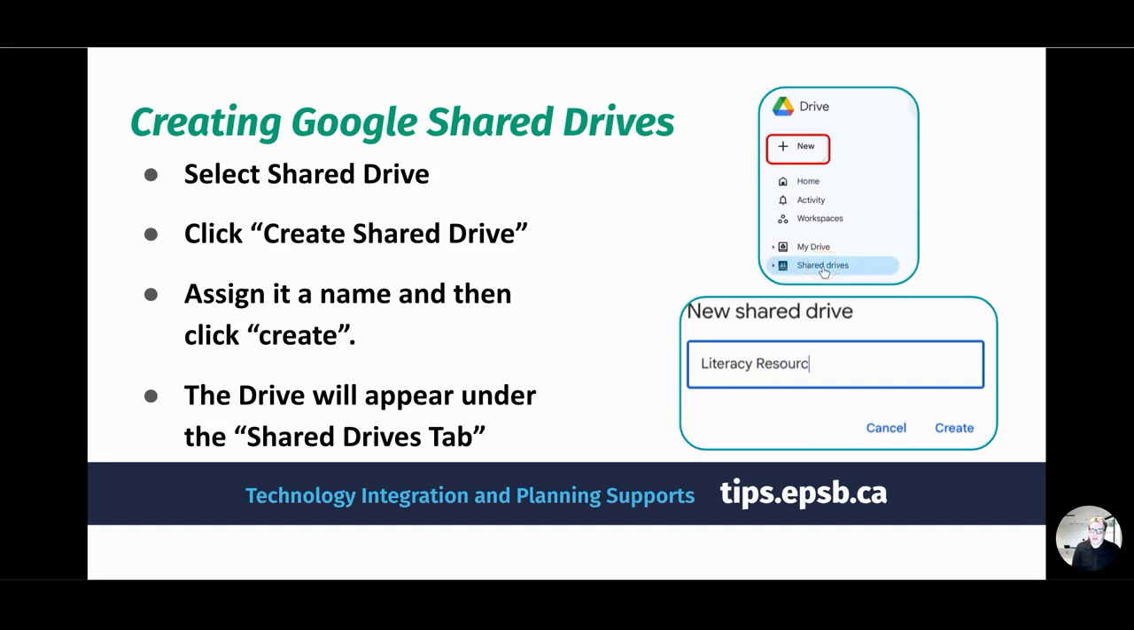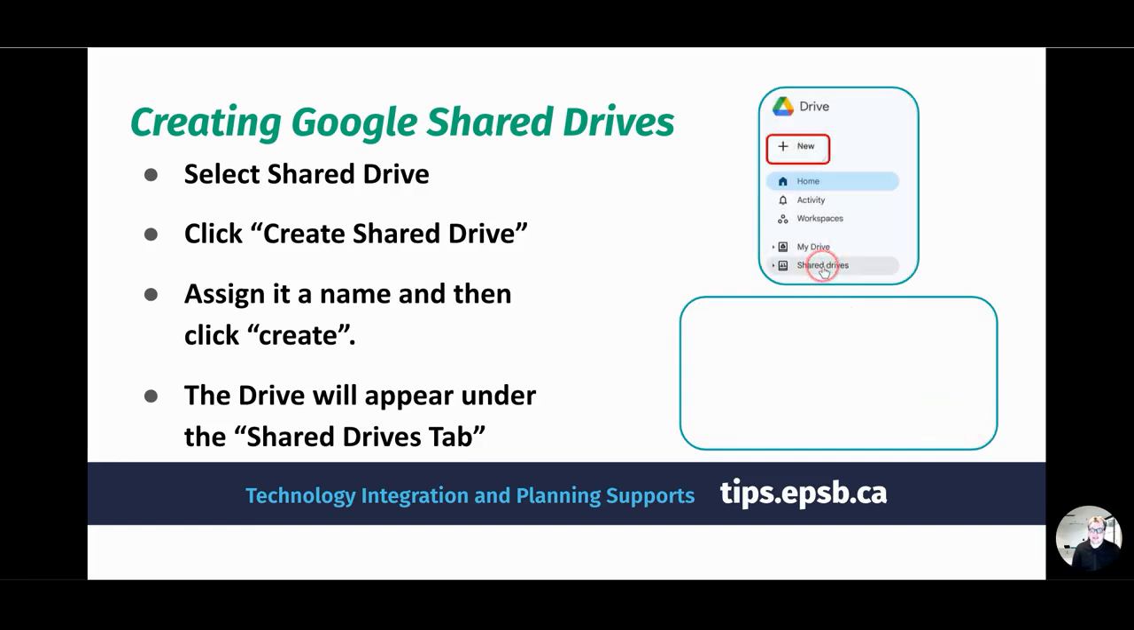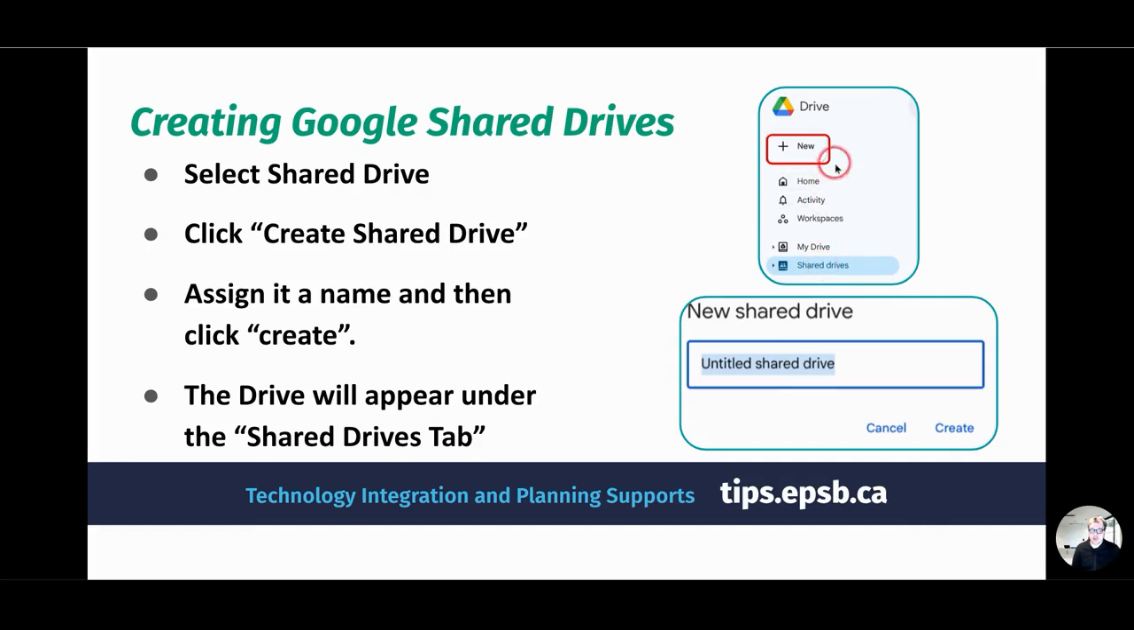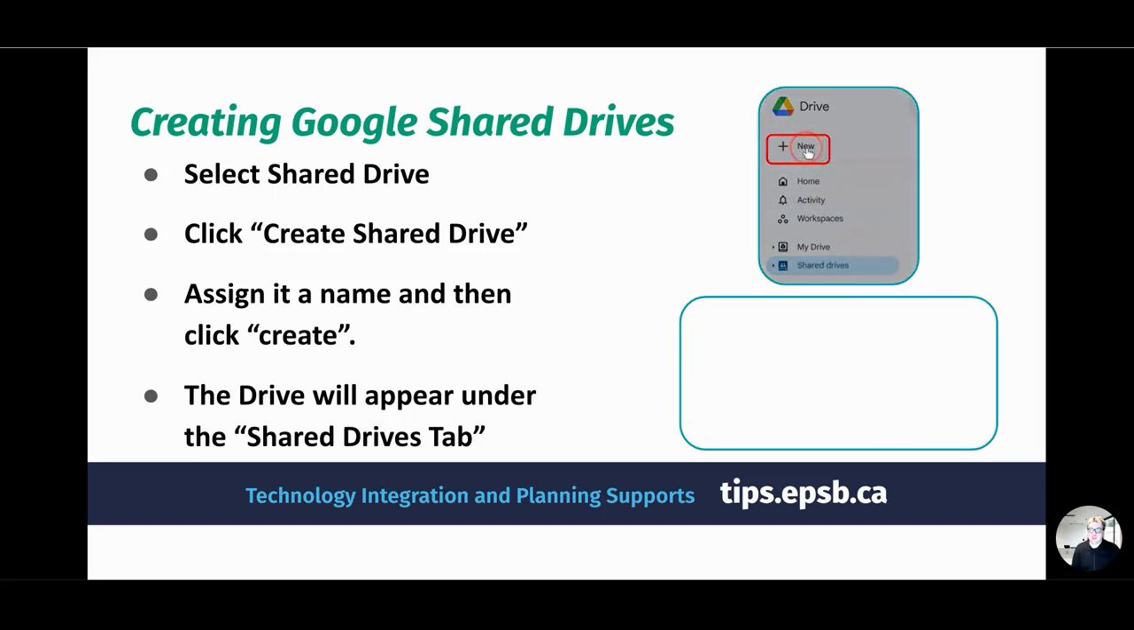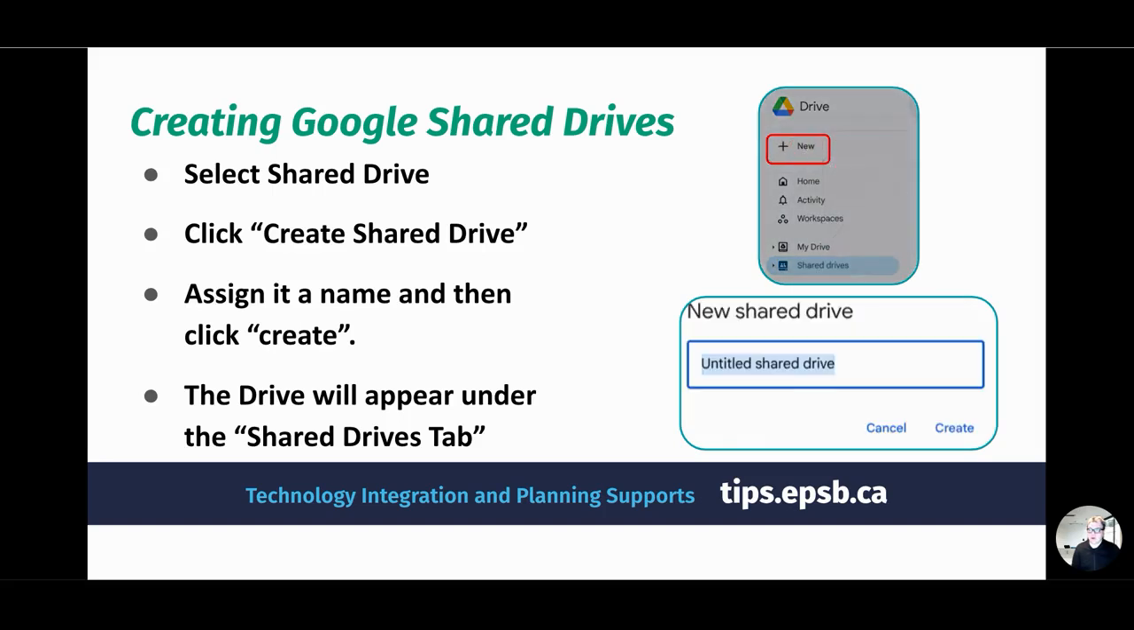So when we're creating our actual shared drives, here is a very simple process for creating your very own shared drive. The first thing you're going to do is select the shared drive button, as you can see in the top graphic. Then click Create Shared Drive, assign it a name, and then click Create. The drive will appear under the Shared Drives tab in your Google Drive.